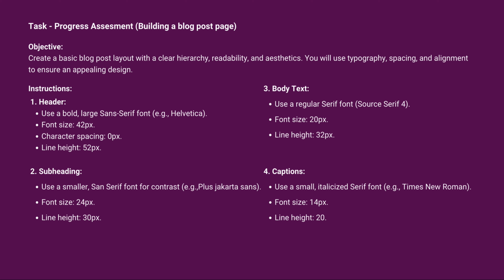So the task here is to create a basic blog post with a clear hierarchy, readability, and aesthetics. You will use typography, spacing, and alignment to ensure an appealing design. These are the instructions here. For the header, we're going to use a sans serif, and an example has been given, that's the Helvetica. We have the subheading here as well, and then what you're going to use. Then we have the font size, the same with the body and caption.